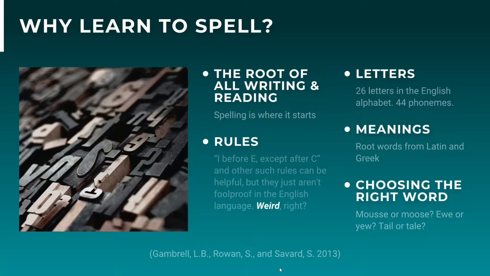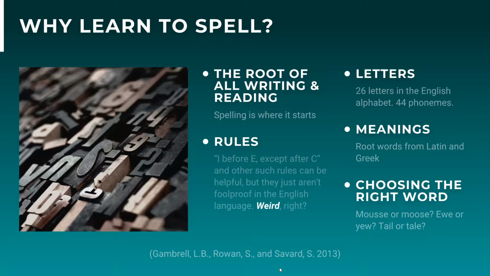Rules. I before E except after C and other such rules can be helpful, but they just aren't foolproof in the English language. Because our words are derived from dozens of ancient languages, a rule that applies in one situation may not apply in another.